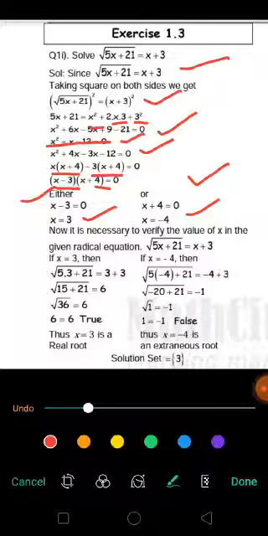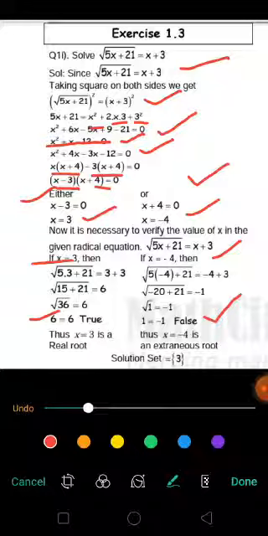Now we have got two roots, but first we put them into the given equation and check which of the roots are real roots and which are extraneous roots, that means which roots satisfy the equation. So let's check it out. Putting x equals 3 in this equation, we get 6 equals 6. This is true, that means x equals 3 is the real root of this equation. Now putting x equals minus 4, we get a wrong result, as 1 is not equal to minus 1. So x equals minus 4 is the extraneous root of this equation. So the solution set equals 3.